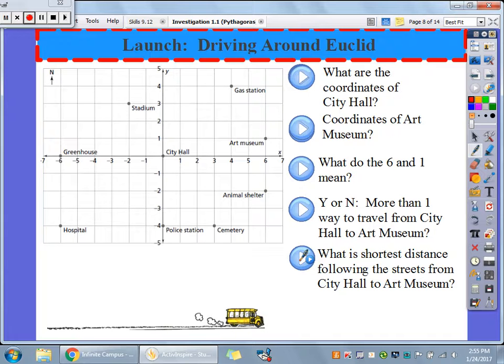Okay, so what are the coordinates of City Hall? Well, City Hall is right in the middle, okay, and it's at the origin, and we talked about how the origin is always 0, 0.